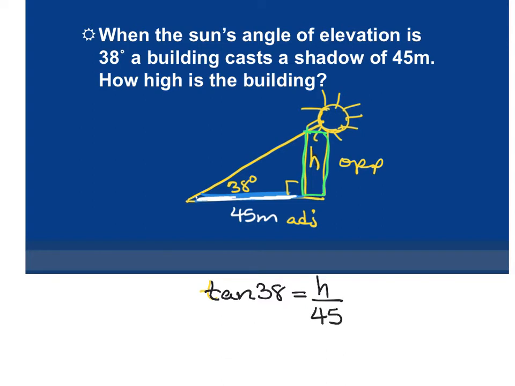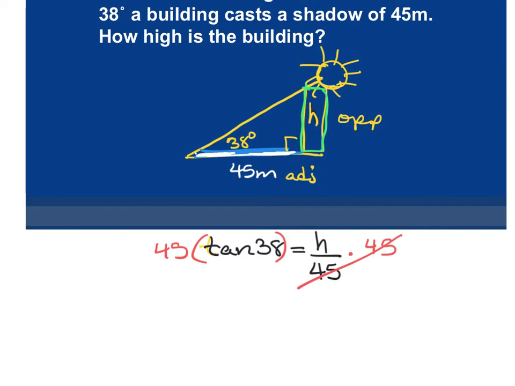To solve, I'm going to multiply both sides by 45. And the height of my building is going to be 35.2. If it says to round to the nearest foot, 35 meters. Or if it says to round to the nearest meter. It was just more practice of angle of elevation.